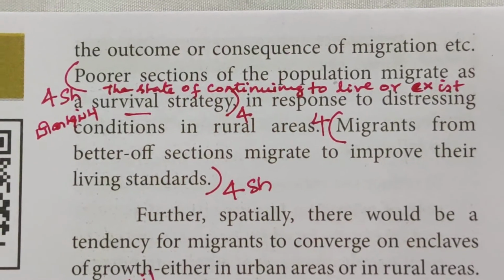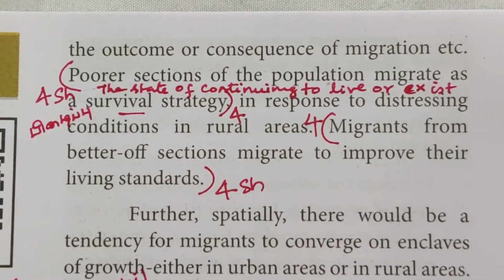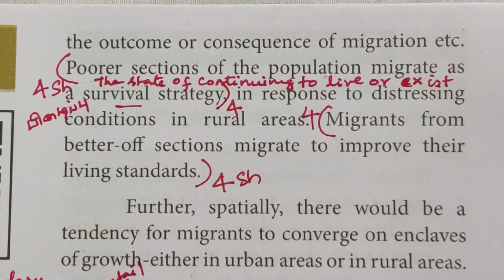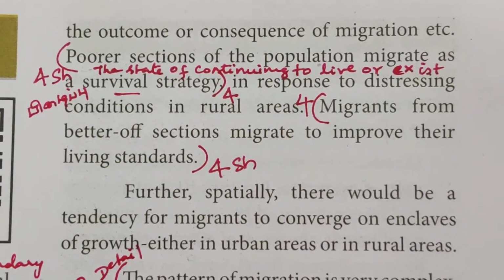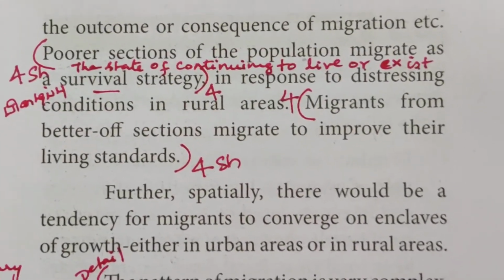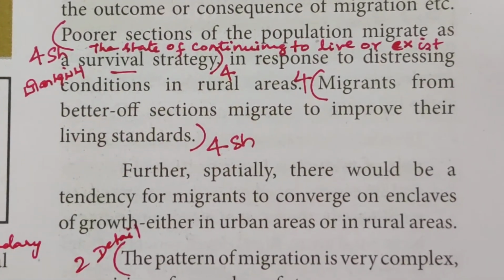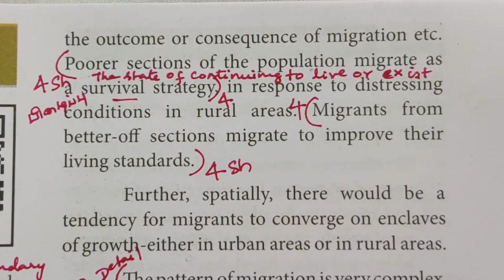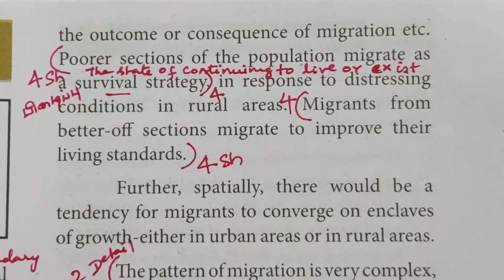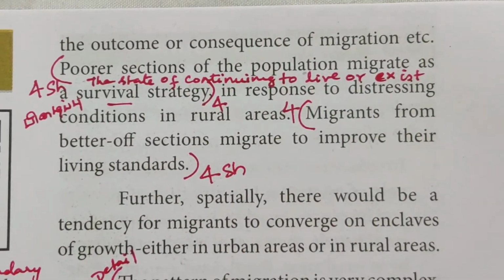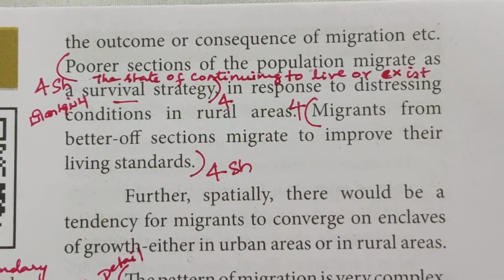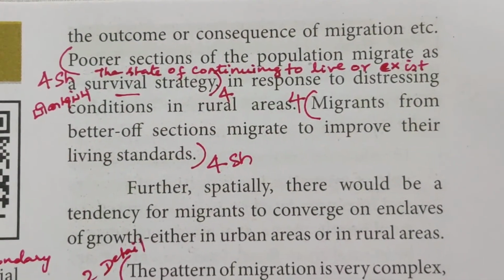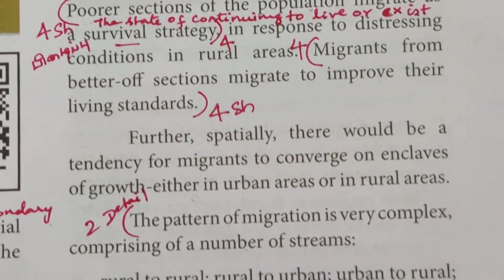Why are the poorer sections of the population migrating? To earn income to survive their life. Survival means the state of continuing to live or exist. To live, they definitely have to work. So in response to distressing conditions in rural areas, migrants from better off sections migrate to improve their living standards. They want their standard of living to be high. For that purpose they are trying to work.